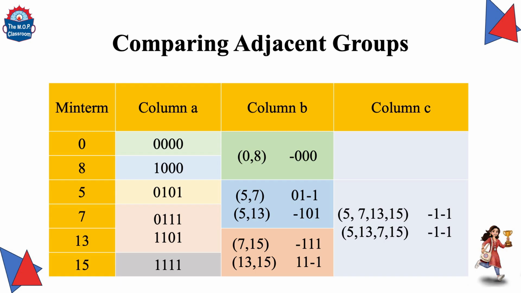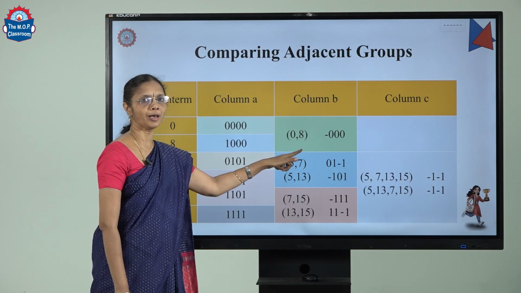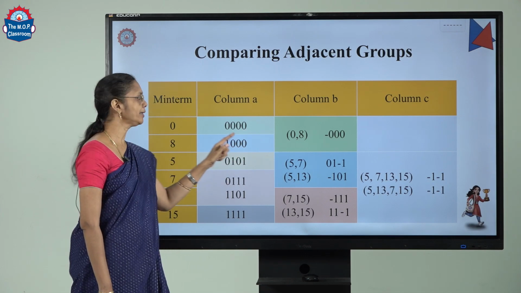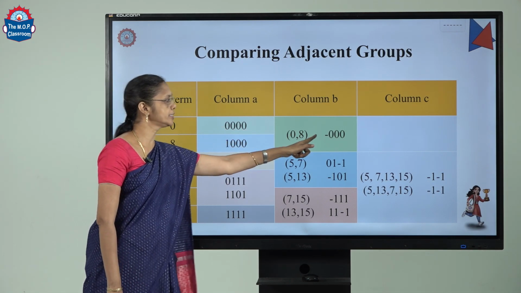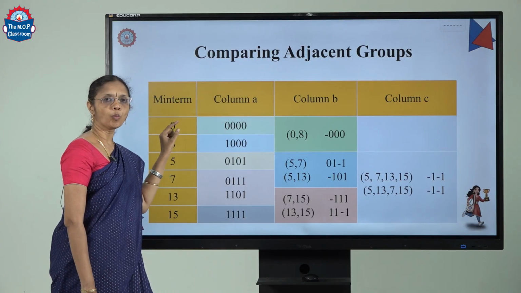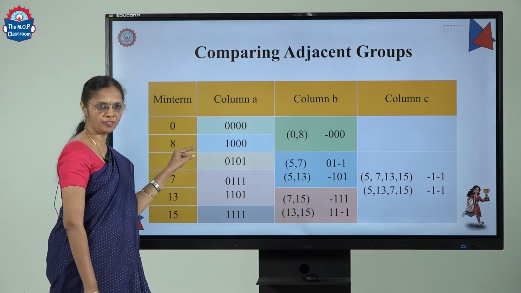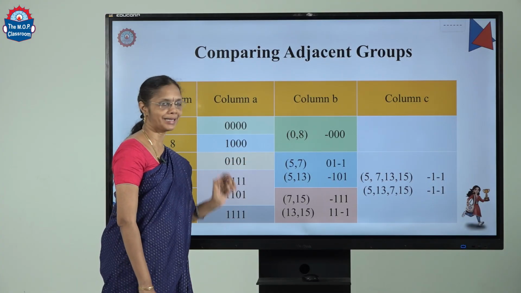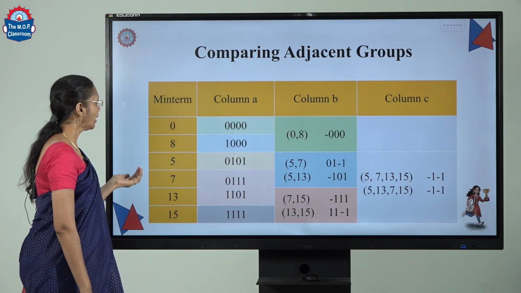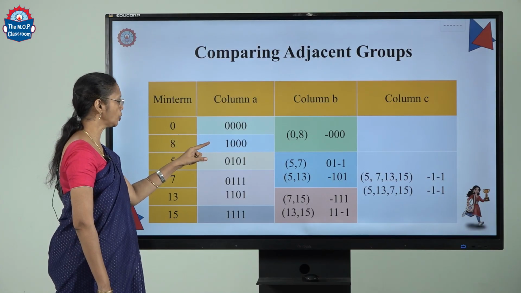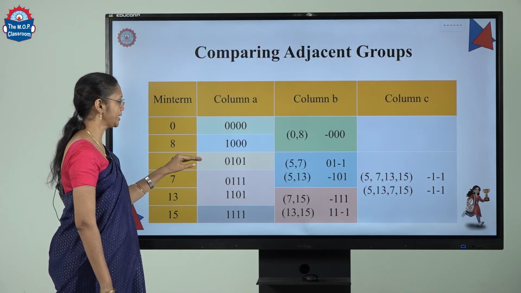When you consider this for comparison, you place it in the next column where you write it as 0, 8, and you write all the 3 zeros which are same in both the groups, and the one variable which differs is 0 and 1. In that position you place a dash. Then coming to the next one. So as you have compared these two, we move on to the next group.